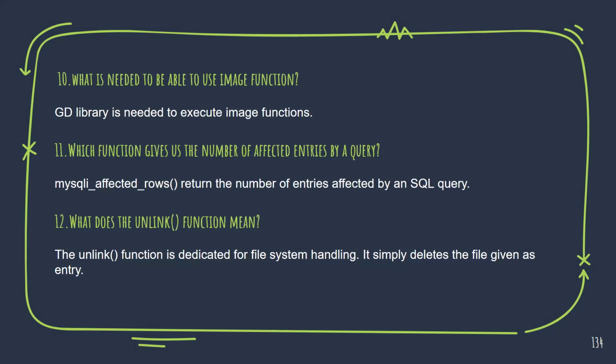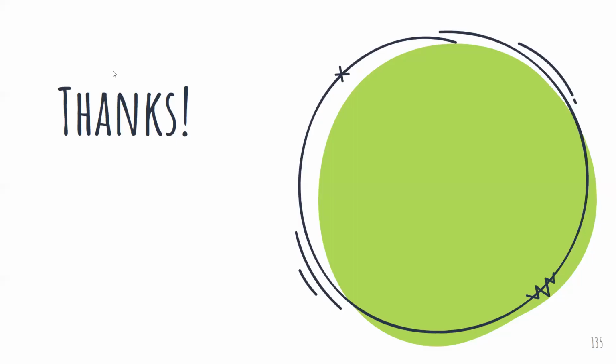What does the unlink function mean? The unlink function is dedicated to file system handling. It simply deletes the file given as an entry. It takes the file name as the argument and helps in deleting the file that exists with that name. And hence we stop the content here.